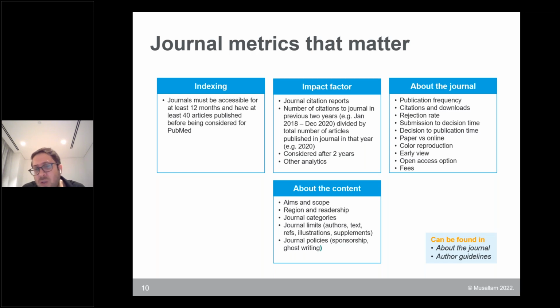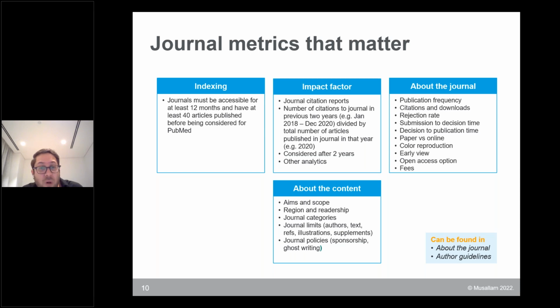And then obviously they also tell you about their aims and scope, what they're interested in, who their readership is. Is it clinical hematologists? Is it pathologists? Is it transfusion medicine specialists? Is it laboratory medicine specialists? And also there is a lot of information about which categories they accept in this journal. Do they take original articles, reviews, letters to the editor, case reports or not, and the limitations for those.